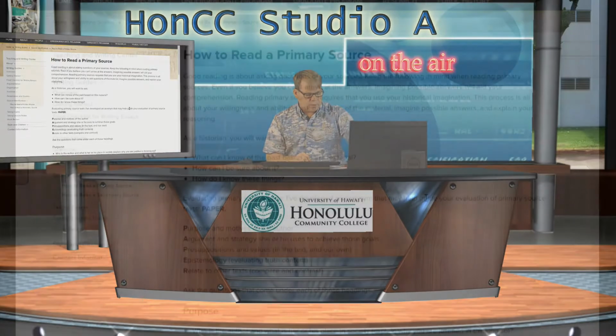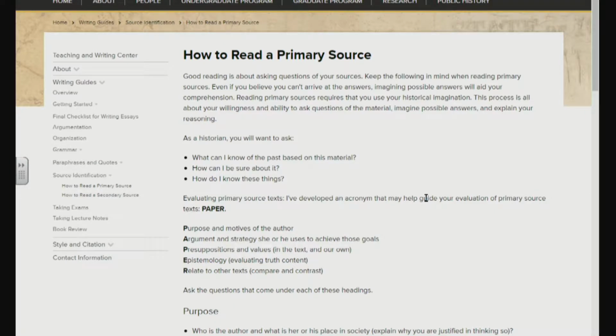So let me just zoom up here. The document that I'm using is on the internet. It's from the University of Iowa, and this is just called How to Read a Primary Source. You can find this document online by doing a search for how to read a primary source and choosing the one that comes from uiowa.edu. Anyway, as we know in history, good reading is about asking questions of your source. You need to keep all of these different things in mind when you're reading a primary source in order to answer the question that you have.